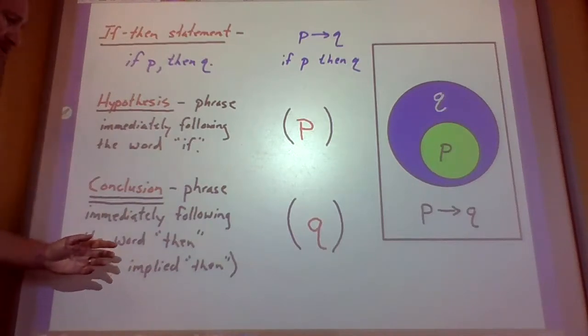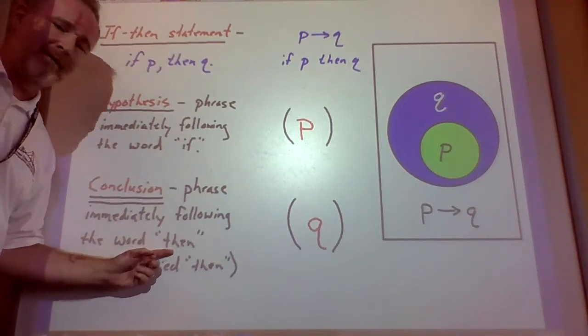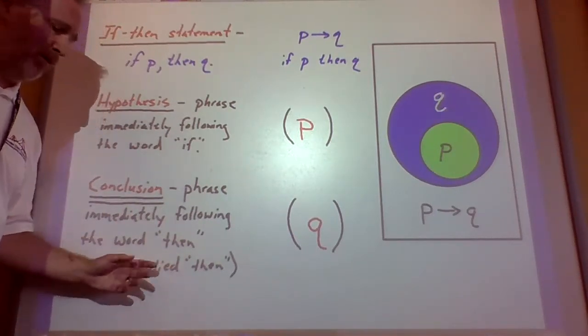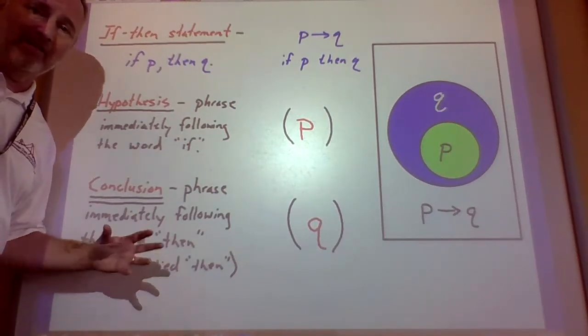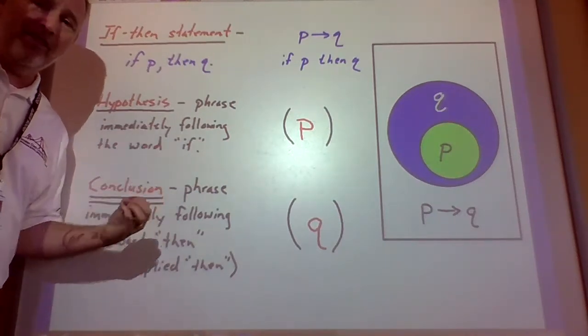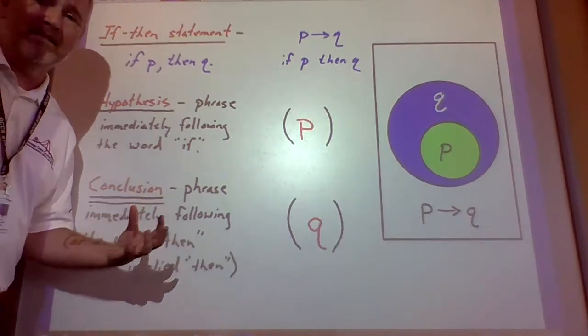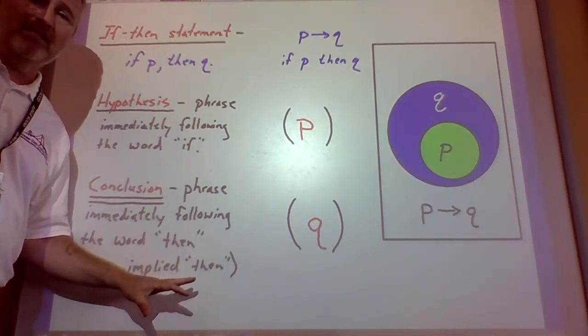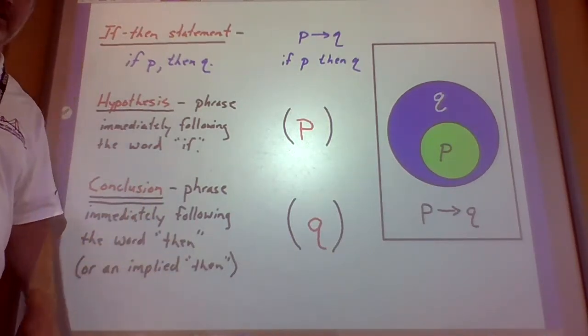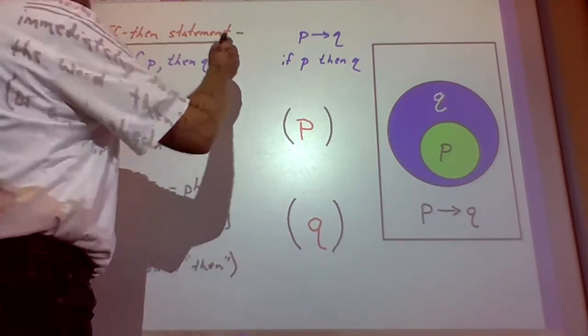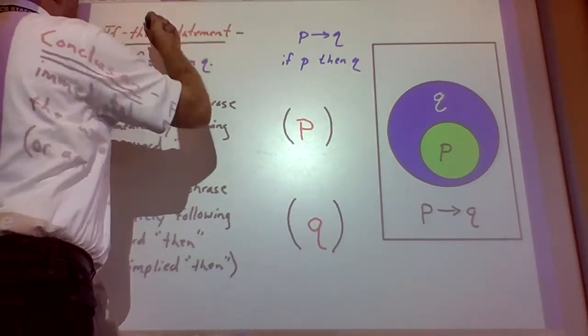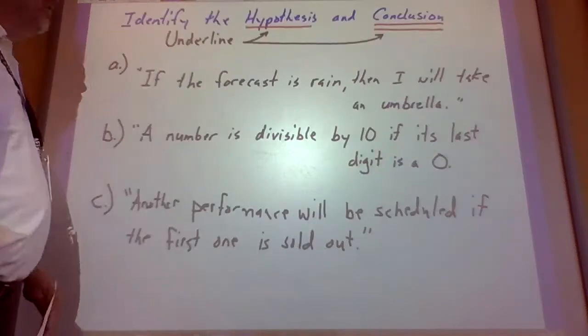Same thing with the conclusion. The conclusion is the stuff that comes after the then, or an implied then. Like you can almost hear the then in the phrase that the person says. They don't usually say it sometimes, but you can hear where it should be. All right, moving on. If you have any questions, of course, let me know. So we're moving on.